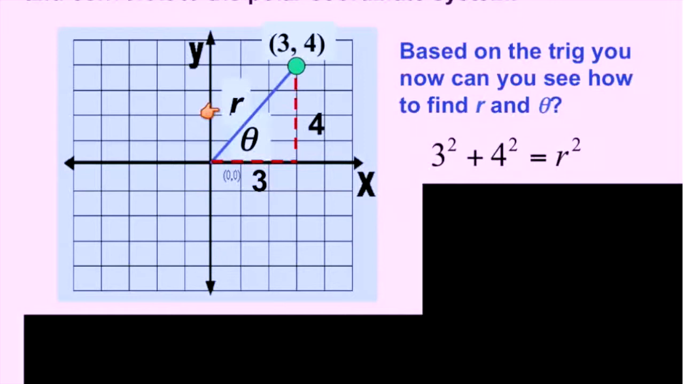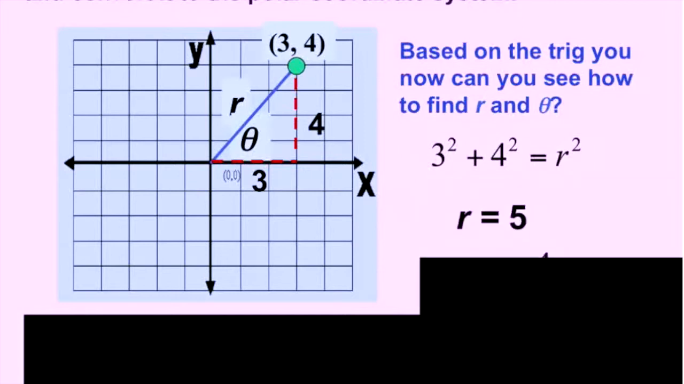So is everybody okay with my labels, how I got those labels? Okay, great. So now what we need to do is we need to solve for r, right? So it's the Pythagorean theorem. 3 squared plus 4 squared equals r squared, which we know is going to give me that r equals 5.